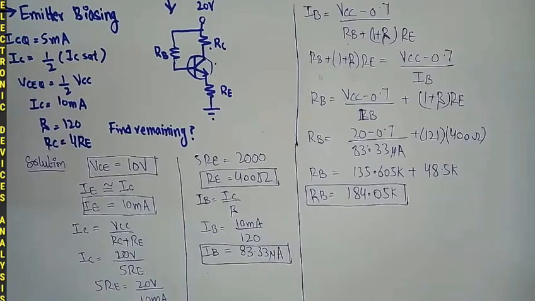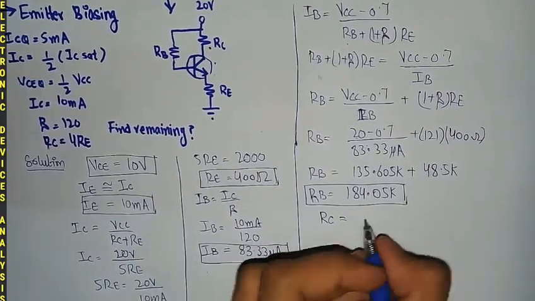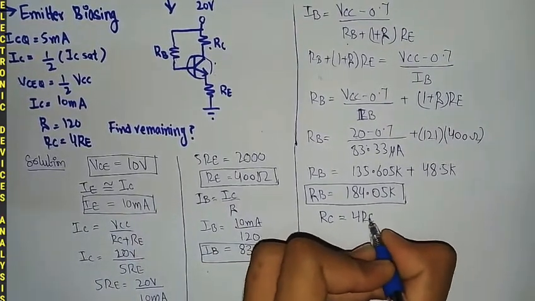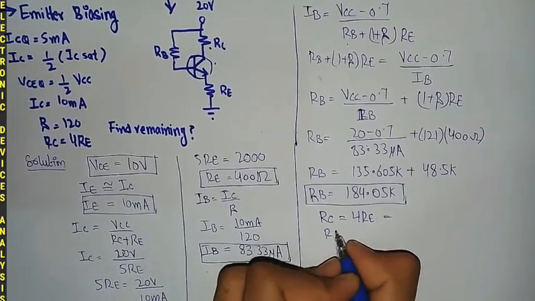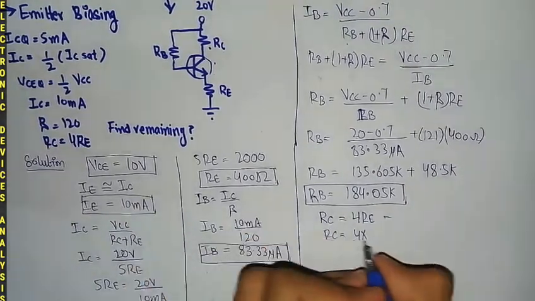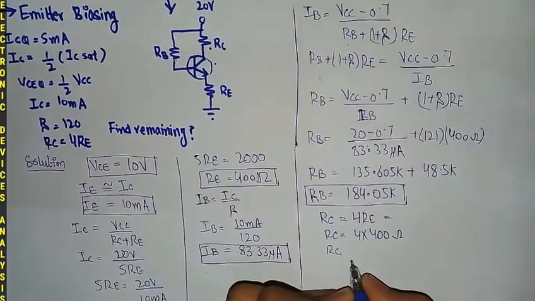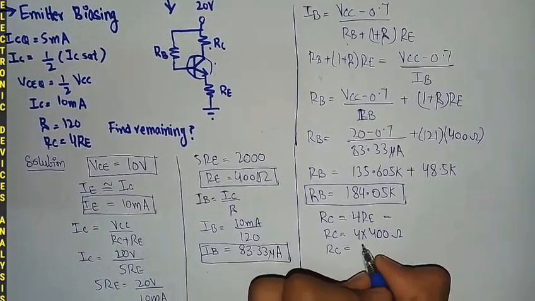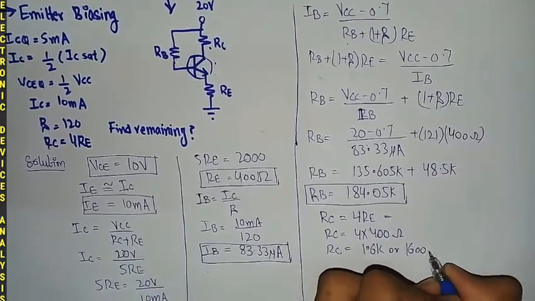Now only one thing is unknown, and that is the value of RC. The value of RC will be equal to 4 times RE. So therefore the value of RC will be equal to 4 times the value of RE, which is 400 ohms. So therefore the value of RC will be equal to 1.6K or 1600 ohms.